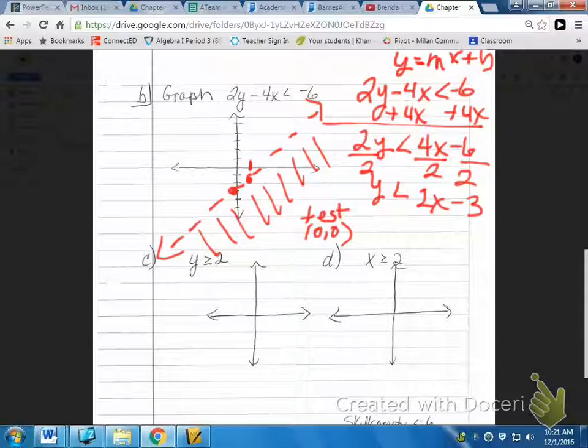That works. So 0 less than 2 times 0 minus 3. 0 less than negative 3. True or false? Is 0 less than negative 3? False. That's false. Is that good? Yes, that's good. It tested out. We're right. 0, 0 should have been false. It's not in the shaded area. Okay, the last two.